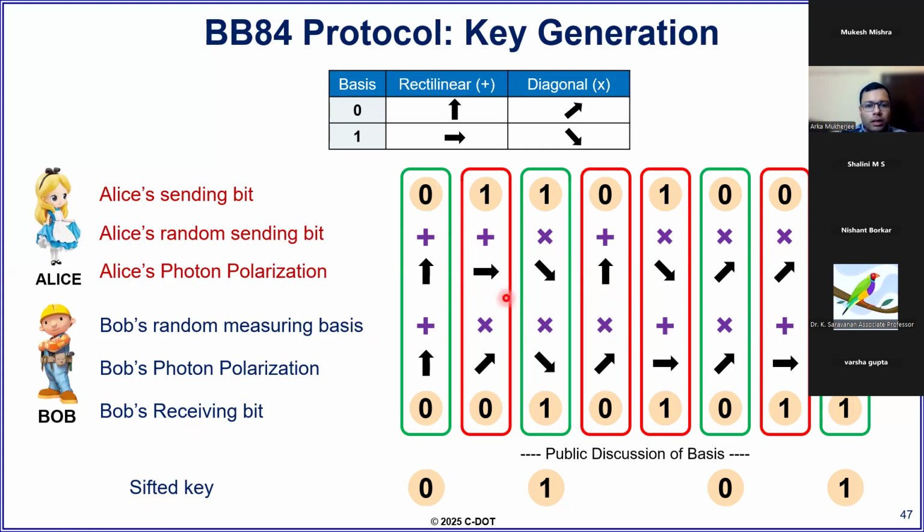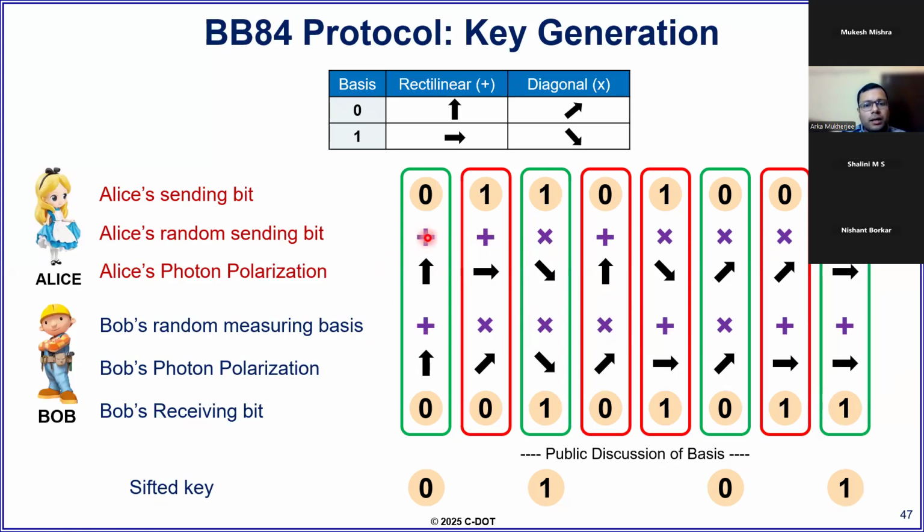Then if the basis match, so if Alice prepared over a rectilinear basis and Bob also measured in a rectilinear basis, then we get the same state that was sent from here. But if there is a basis mismatch, we can't get the same state. So only in the case where we get the same basis, like in these green columns, the basis in which Alice prepared and Bob measured is the same. So that's why in this case we can get some key.